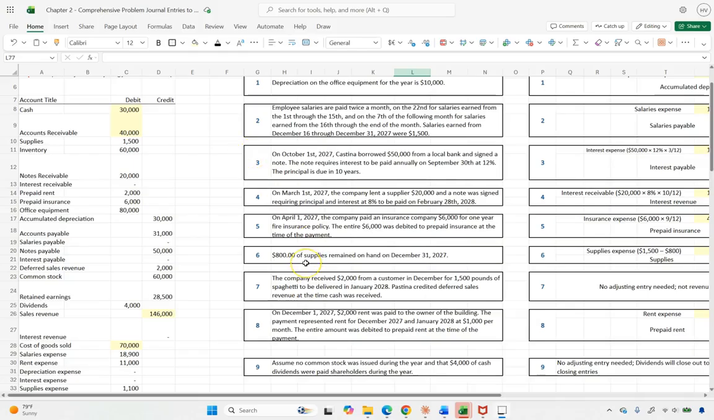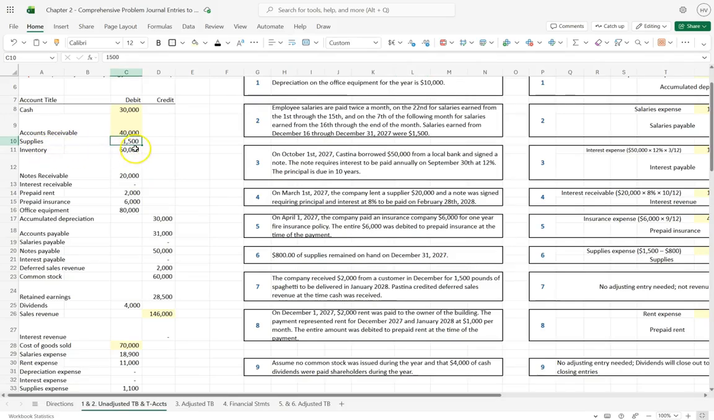It says $800 of supplies remained on hand on December 31, 2027. So when we look at our supplies account on our unadjusted trial balance, we have $1,500. And what happens is that after year end, people physically have to go into supplies and count out supplies. How much supplies do we have? How much paper? How many paper clips? How many staplers? You'll be surprised that this actually does get done in companies, so that we get the right amount on the supplies account.